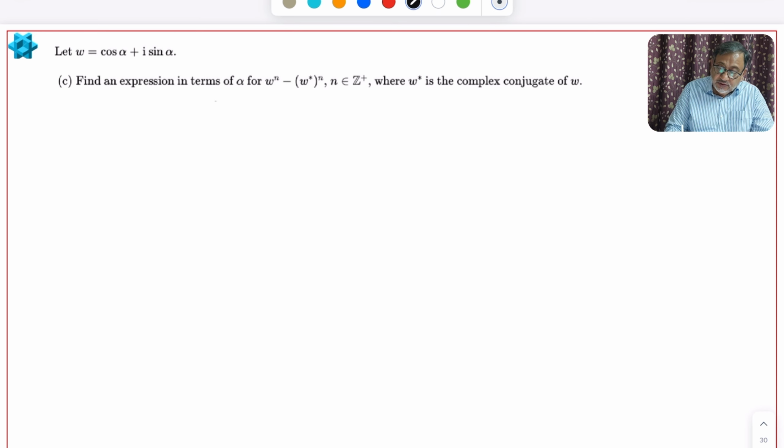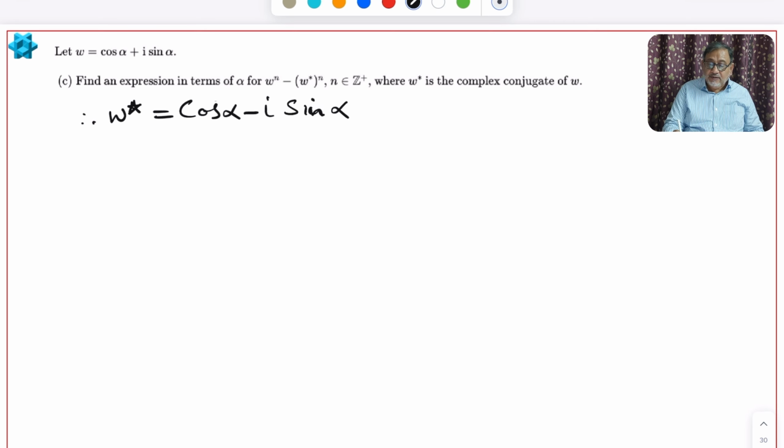Let W is equal to cos alpha plus I sin alpha. Find an expression in terms of W to the power n plus W conjugate to the power n, where n belongs to Z plus, means positive integer, where W conjugate is a complex conjugate of W. Now look here, since W is given, therefore W conjugate will be cos alpha minus I sin alpha, right? Because we changed the sign of the imaginary part. It was positive here, so I have changed to negative, right?